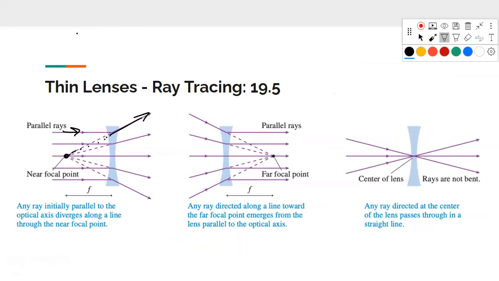So you can see how in both cases, if we had a converging lens and we shine parallel rays on it, they go into the opposite focal point.